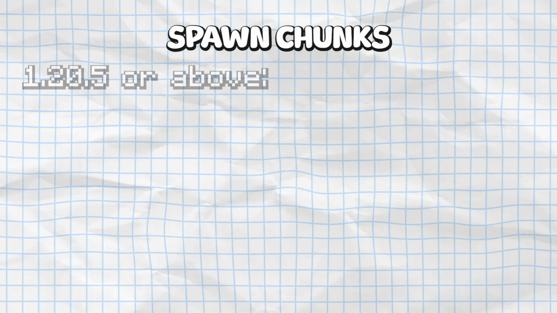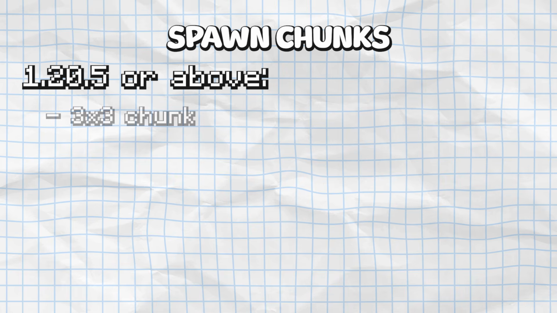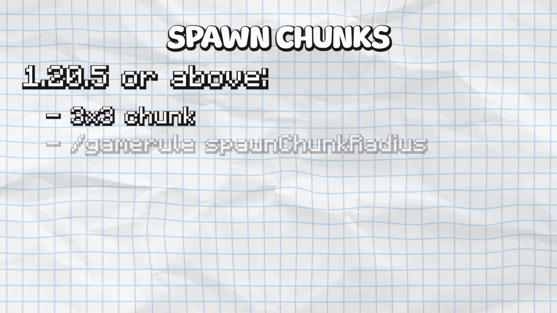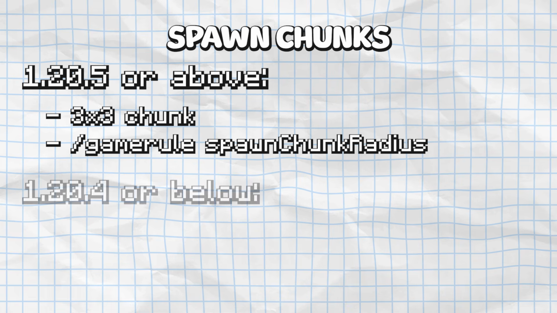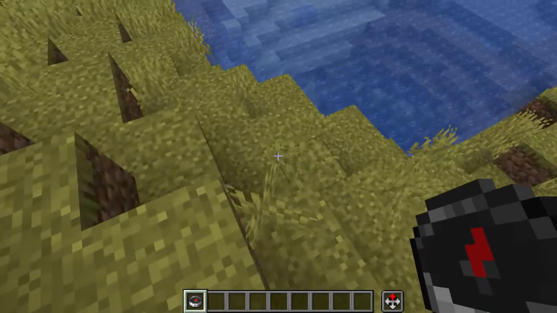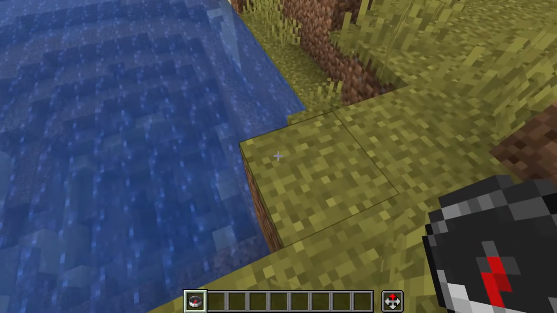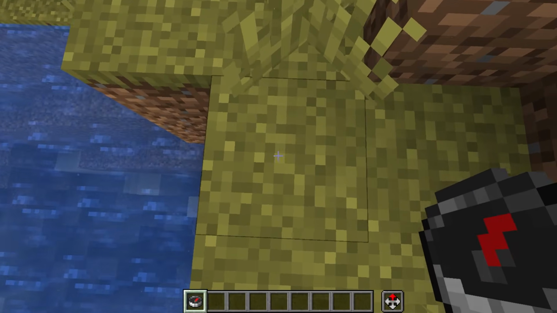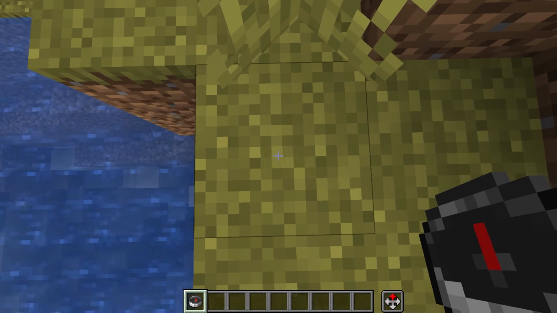For those of you playing in 1.20.5 or above, the spawn chunks will be a 3x3 chunk area, but you can change the radius using the command /gamerule spawnChunkRadius. And if you're playing on 1.20.4 or below, the spawn chunks are a 19x19 chunk area. You can find the spawn chunks using a compass. It will point to the middle of a block, and the chunk the block is in will be the center chunk of your spawn chunks.